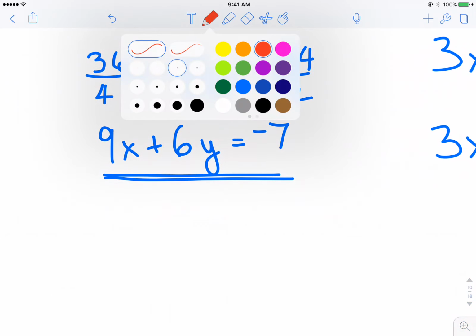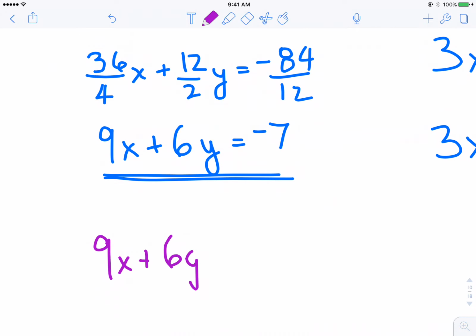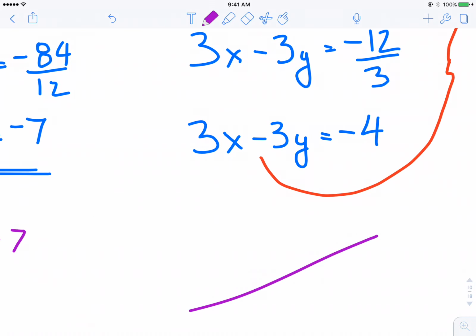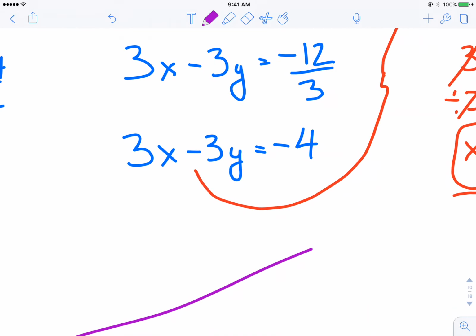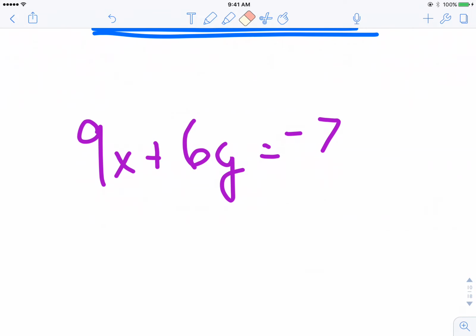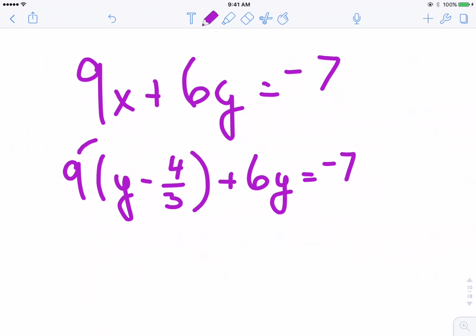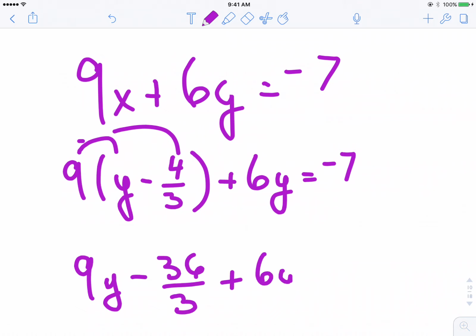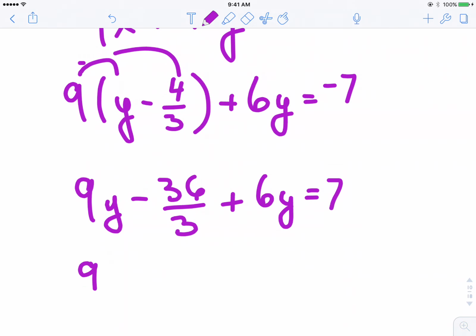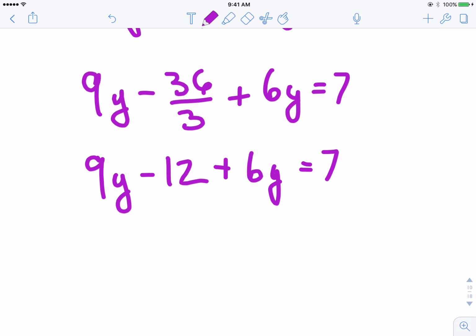So I take my 9x plus 6y is equal to negative 7, and I substitute this in for x, y minus 4 over 3. 9 times y minus 4 over 3 plus 6y is equal to negative 7. And then start doing some math. Distribute this in. Gives me 9y minus 36 over 3 plus 6y equals negative 7. Oh, that worked out nicely because 9y minus 36 over 3 is 3y minus 12. No more fraction. So we get 15y minus 12 is equal to negative 7.